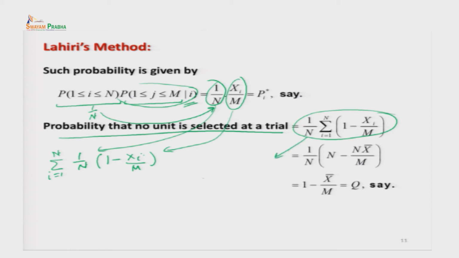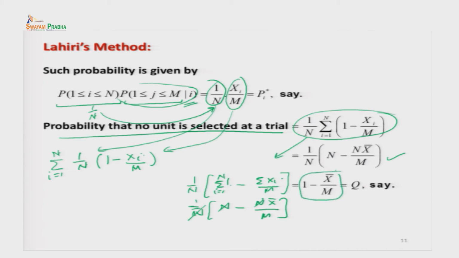If you take this summation sign inside, this will become 1 upon N, summation i goes from 1 to capital N, 1 minus summation x_i upon M. So this will become 1 upon capital N, 1 summed from 1 up to capital N, that is capital N, minus N times x bar upon M. I am writing this here, and if you take this capital N inside, this will get cancelled out, and you will get here only 1 minus x bar upon M. And now, let us denote it by, say, q.